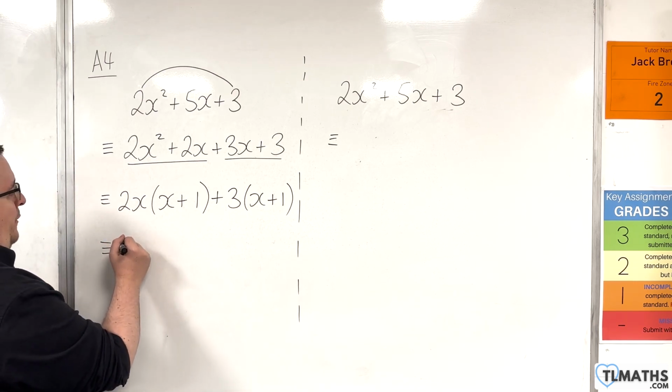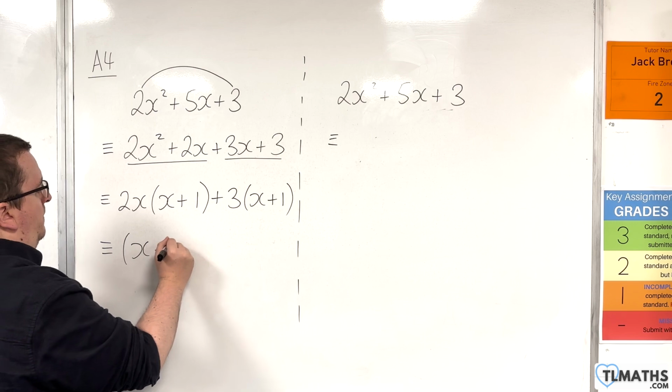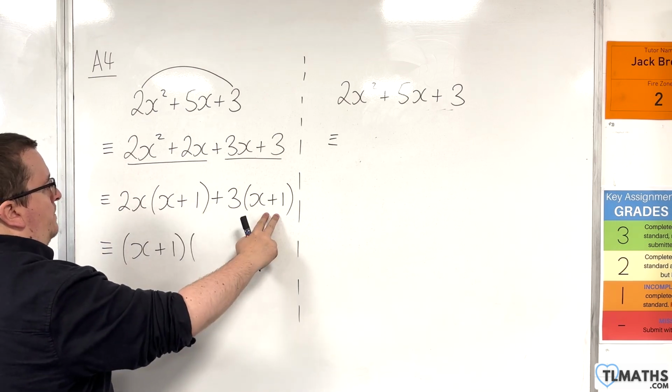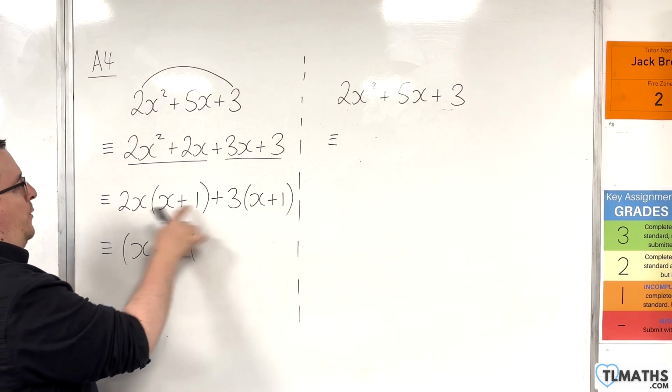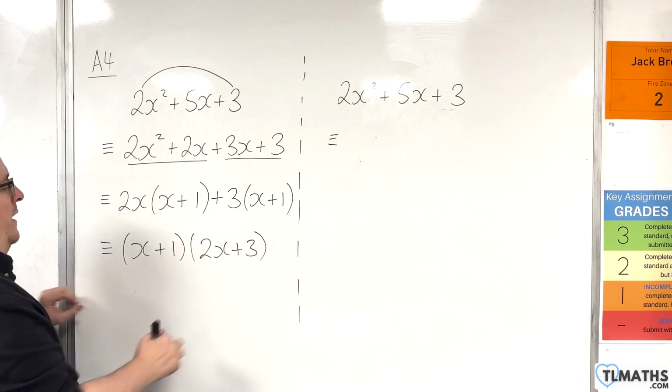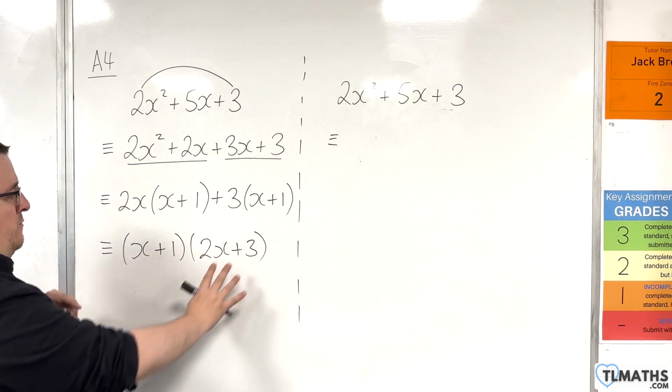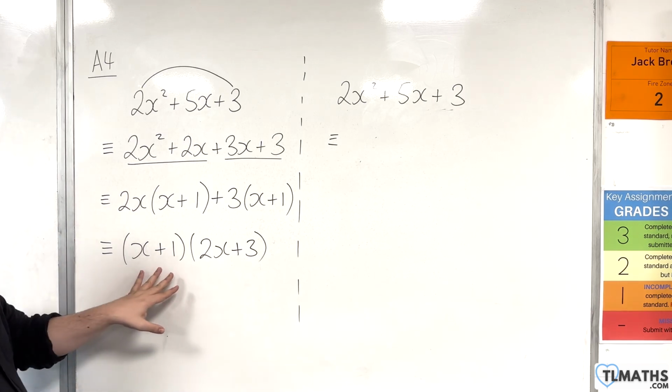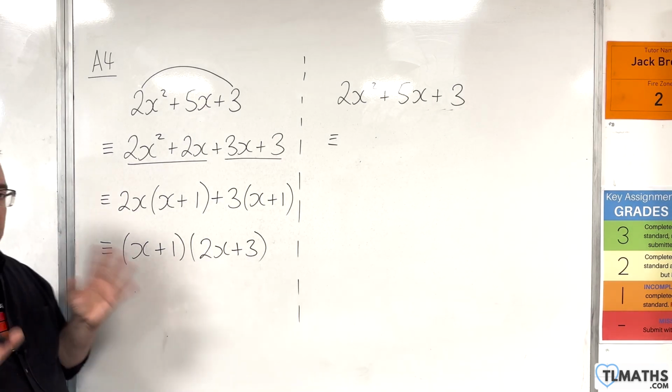So then in factorised form, we're going to have the x plus 1. Okay, we factor that out, and we have 2x plus 3 in the second bracket. And again, it doesn't matter which way around you write this. If you write 2x plus 3 times x plus 1, or x plus 1 times 2x plus 3, it doesn't matter.